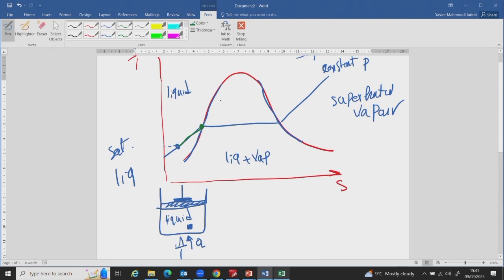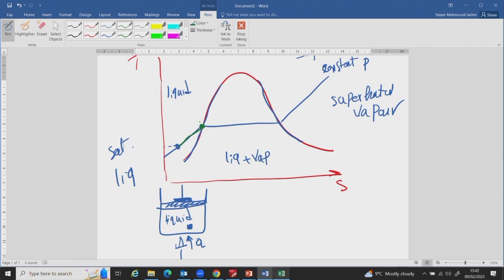Until this point, what is that point? It's the point when you add heat and your first molecule of the water has been converted to vapor, right? And that is called saturated liquid. It means that below, left of this line is liquid, and just right of the line is liquid and vapor.